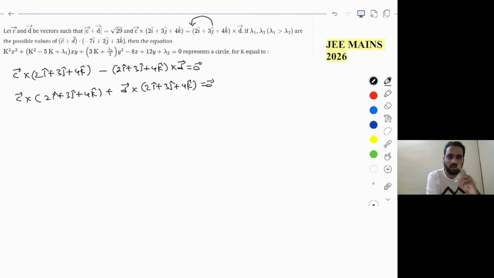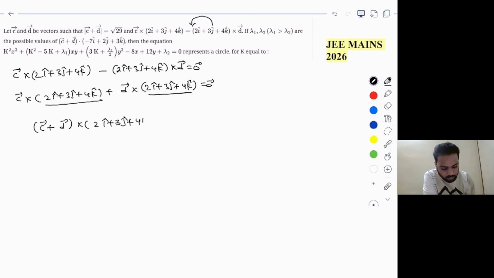You know that when you interchange the vectors in the vector product, you put a minus sign before that. And clearly on the left hand side, we have a common vector. So take it common on the right side. And then the remaining part will be C bar plus D bar cross product with 2i cap plus 3j cap plus 4k cap is equal to 0 bar.